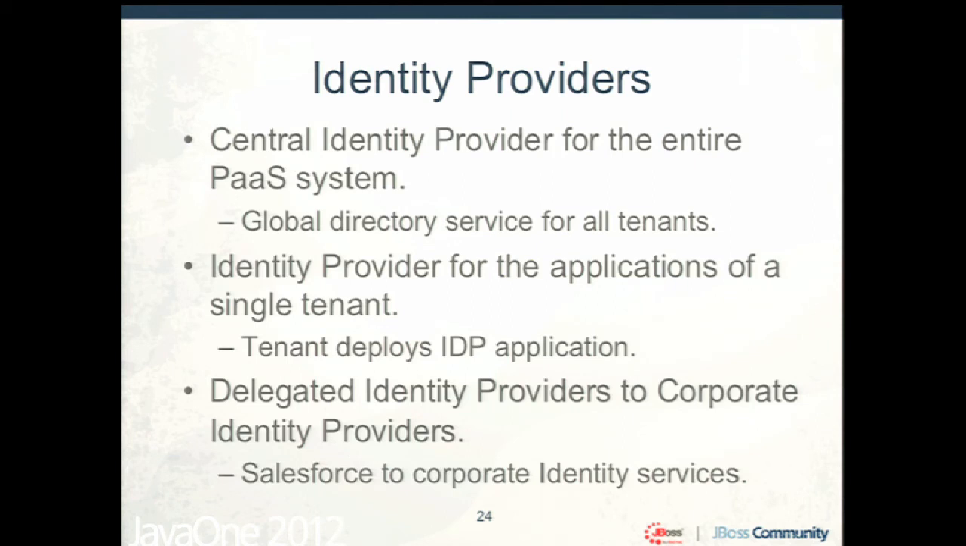So there is a central identity provider, a global directory service for all tenants, all applications. But as a tenant, you have the flexibility to deploy your own identity provider for your application. If you have about 5 applications that you are putting in the cloud, you can deploy a single identity provider for your 5 applications. So this is like tenant-based identity providers.